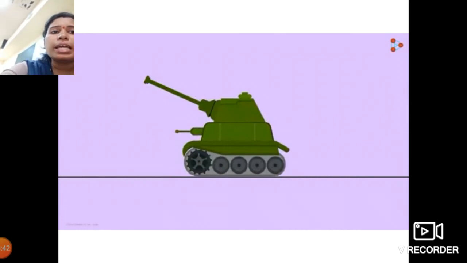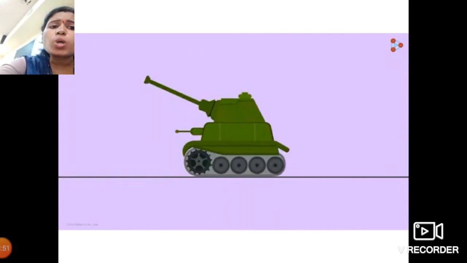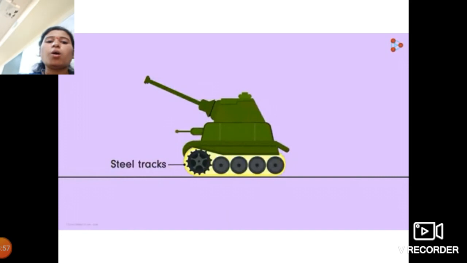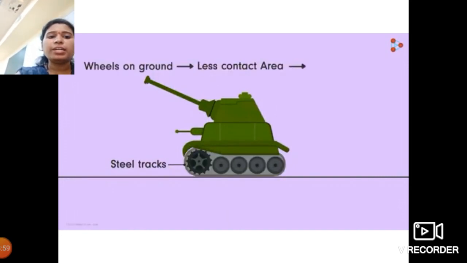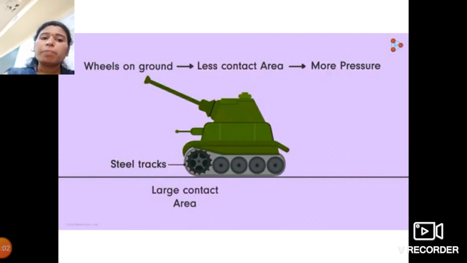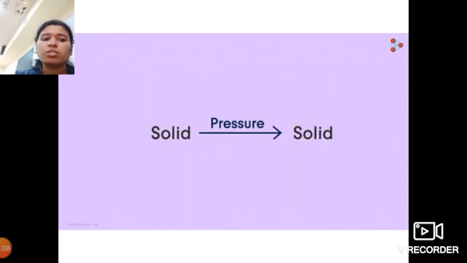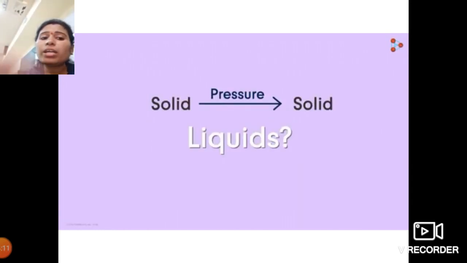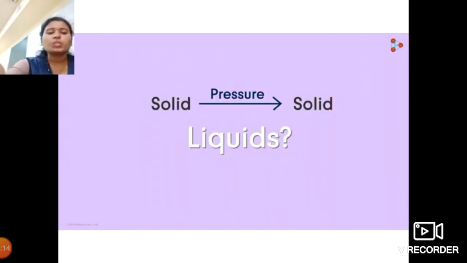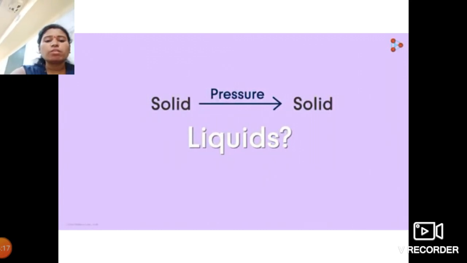Okay, so in all the examples that we have seen in this video, what you notice is that it is a solid which applies pressure on another solid. Okay, so what about liquids? Yes students, what about liquids? Do liquids also apply force or apply pressure?